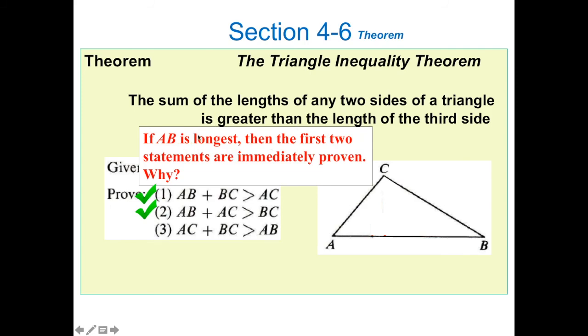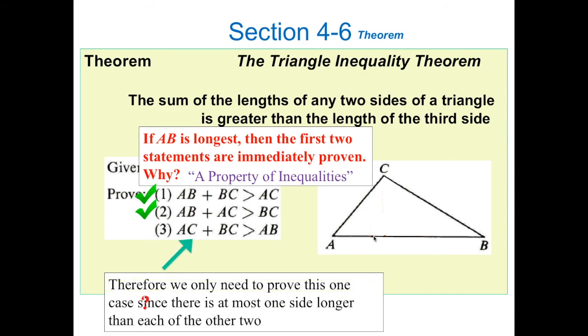We already did this one here. We already talked about this. If AB is the longest in the first two statements, immediately proven. Why? A property of inequalities, because AB is the longest side. So in a triangle, you have at most one longest side, or that side is also the same as another longest side. So what I'm trying to show you here is that we're actually only going to have to prove this for the very bottom instance here.